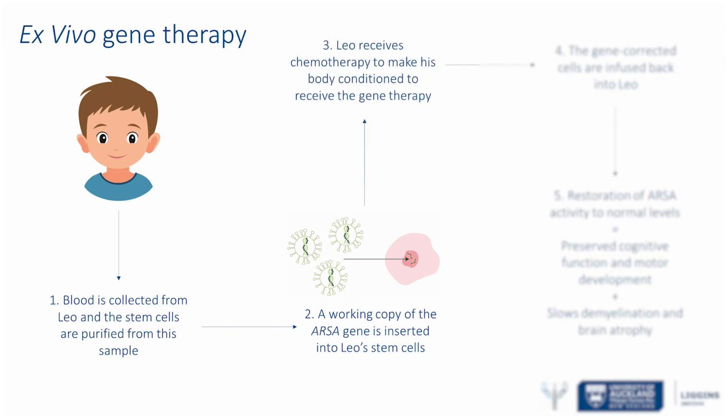And whilst this is happening, Leo receives chemotherapy to help make his body ready to receive his new improved stem cells, essentially making his body a bit like a blank slate to receive the new working gene. So Leo then receives an infusion of the new stem cells, and once they're back in the body, they can divide and make copies of themselves so that the faulty gene can be replaced with this working gene.